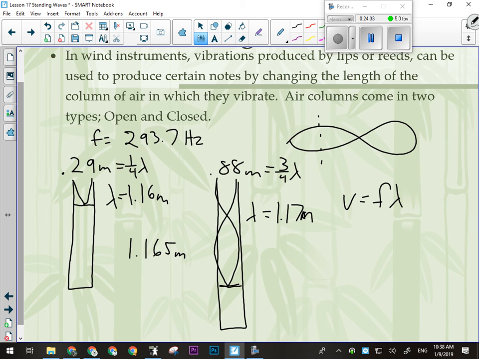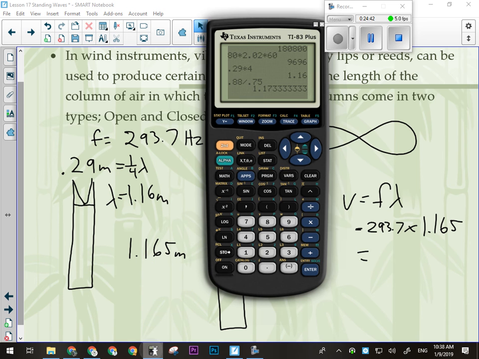So I want to calculate the speed. I know the frequency, I know the wavelength. So I'm going to take that frequency, 293.7, and I'm going to multiply it by 1.165 meters. Well, let's see, the speed of sound in here is exactly what it should be. 342 meters per second. Because we know that at 20 degrees Celsius, the speed of sound in air is 340 meters per second. So we're pretty much right on in terms of our calculations.